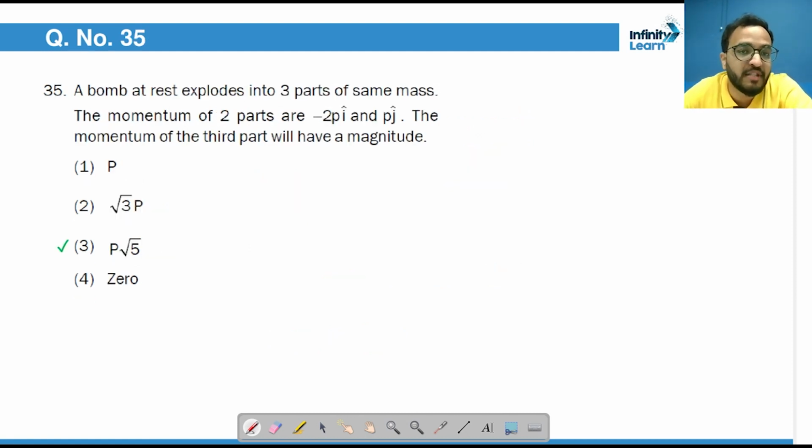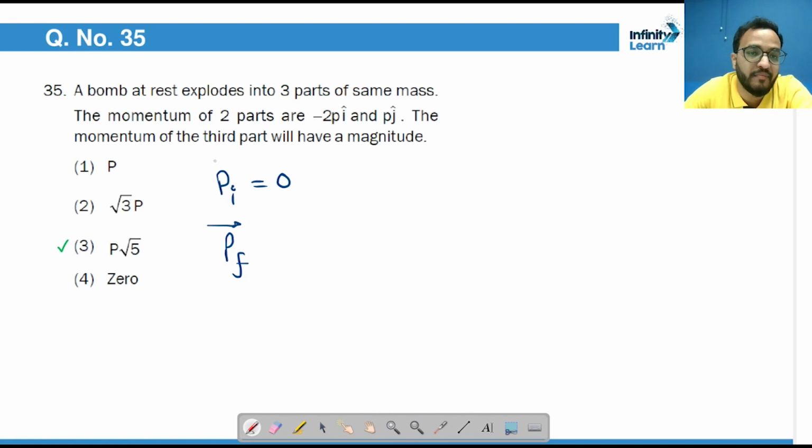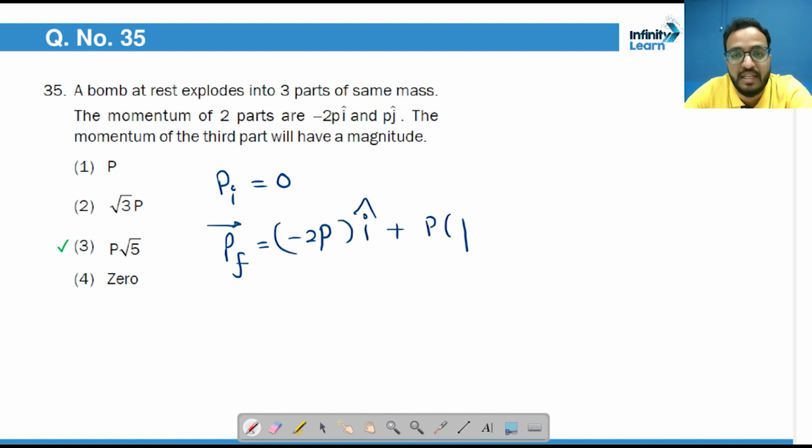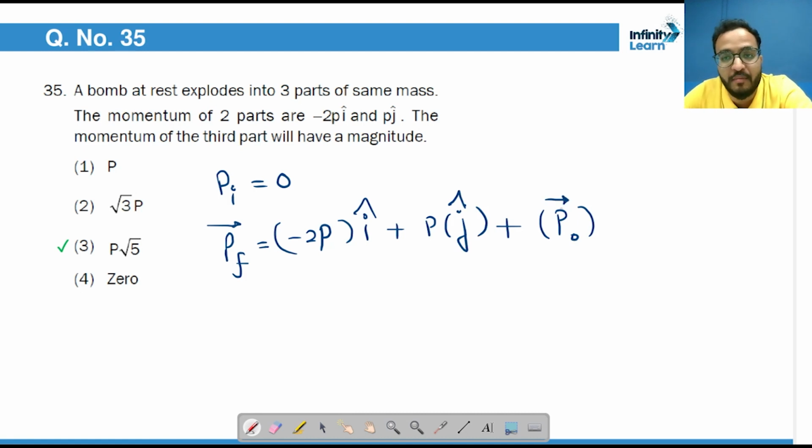A bomb at rest explodes. Again, see, initially it is at rest, so overall momentum is 0. Now what is final momentum? So final momentum, you will say, will be minus 2p i cap plus p j cap plus, what is the third momentum? Let's say p naught. We don't know the direction, so let's say vector p naught, right? Now initial and final momentum will be equal, yes or no?